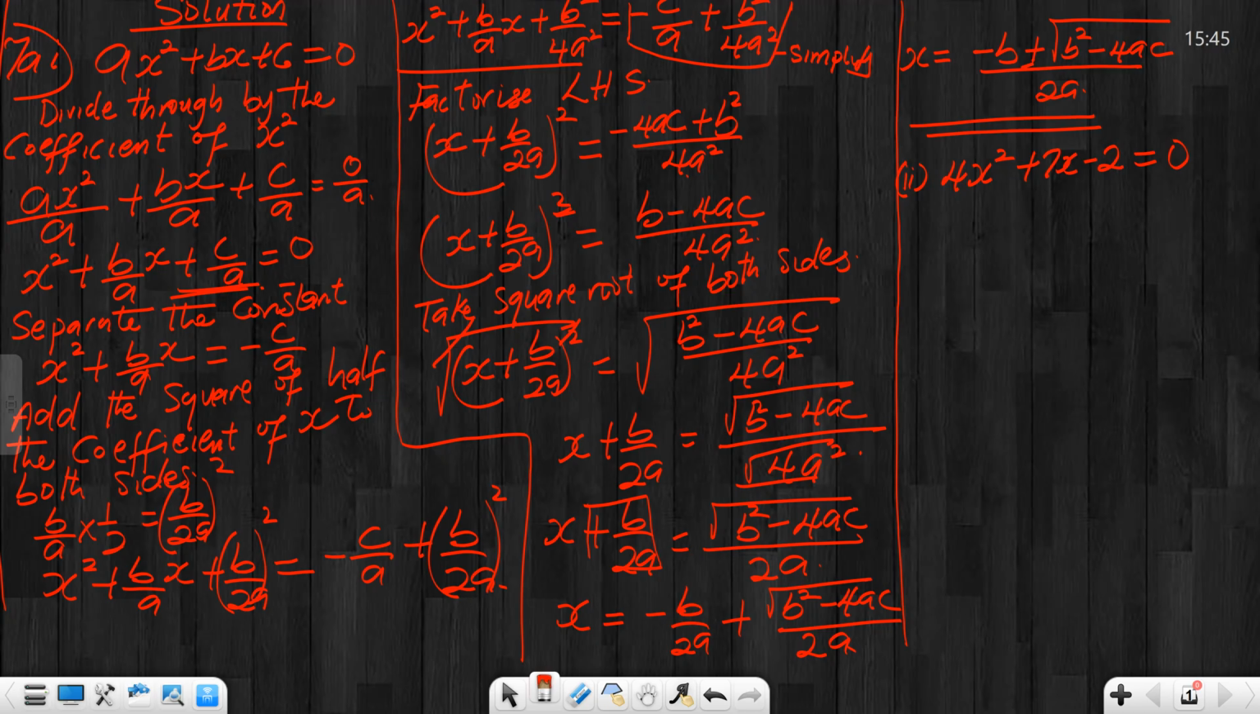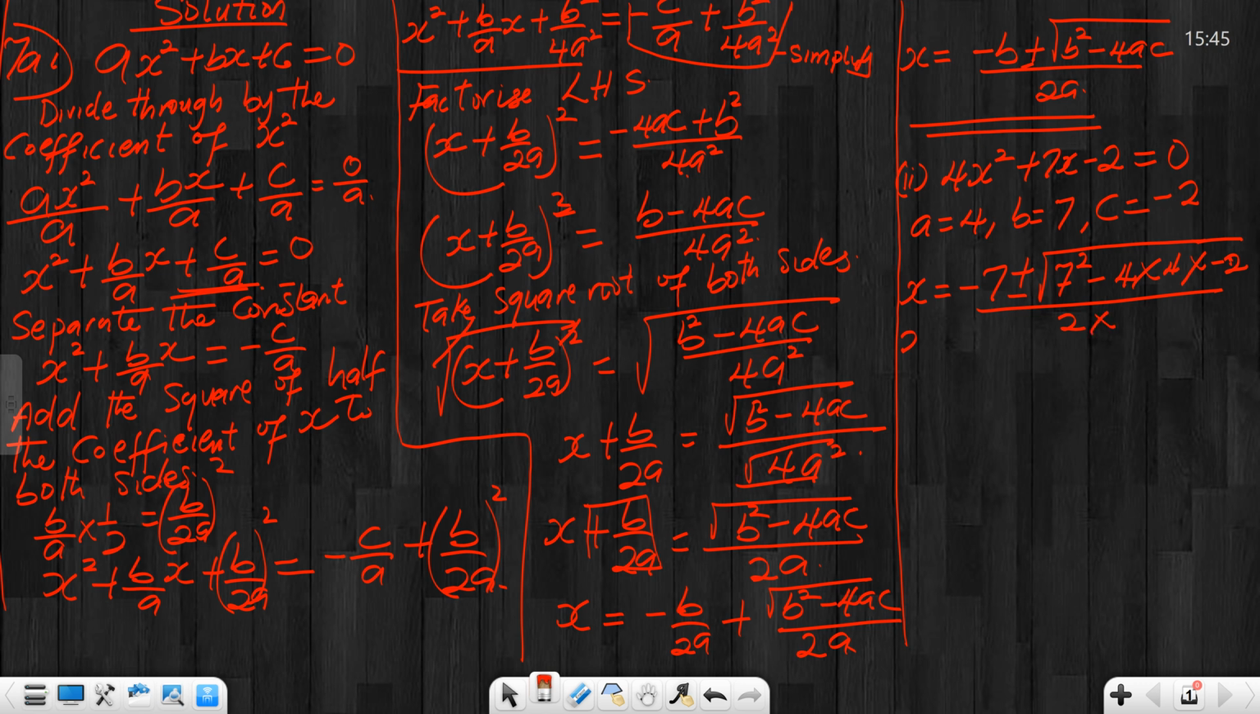And to highlight all of them, let's see, a is what? 4, b is what? 7, and my c is what? Minus 2. So let's put it here. x now equals minus b, that is minus 7, plus or minus square root of b, that's 7 squared, minus 4, times my a, which is 4, times my c, which is minus 2. Okay? What would this give me? That's all over 2 times 4. That's 2 times 4, which is 8.